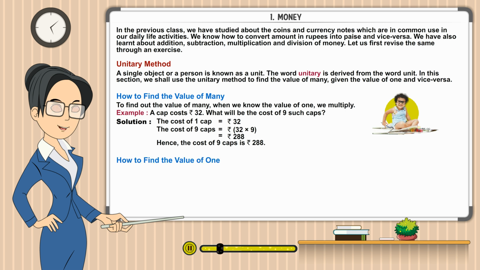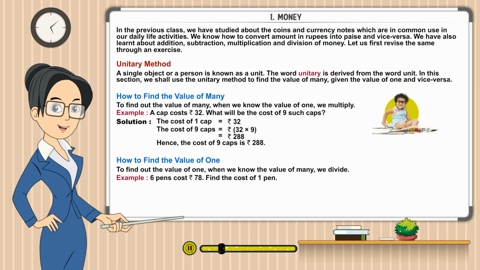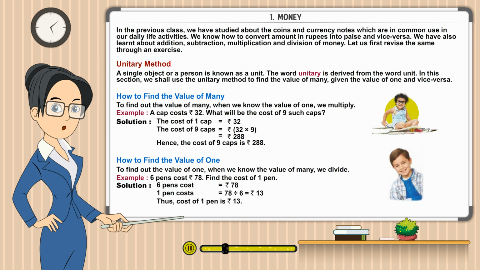How to find the value of 1? To find out the value of 1, when we know the value of many, we divide. Example: 6 pens cost 78 rupees. Find the cost of 1 pen. Solution: 6 pens cost is equal to 78 rupees. 1 pen costs is equal to 78 divided by 6 is equal to 13 rupees. Thus, cost of 1 pen is equal to 13 rupees.